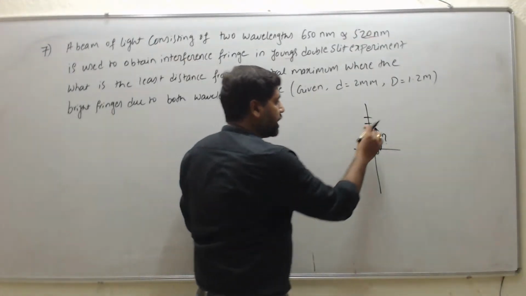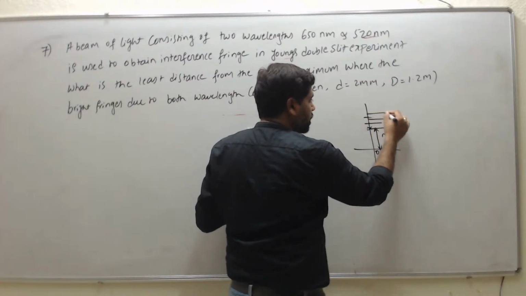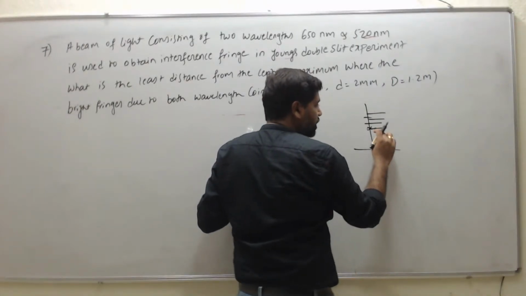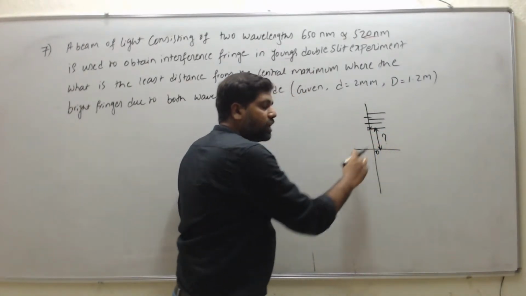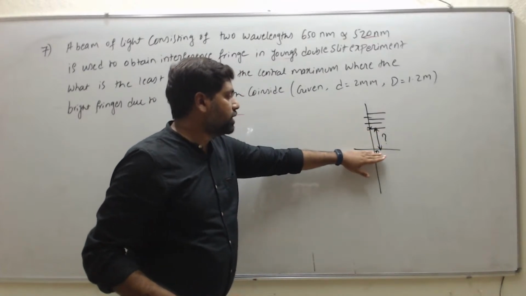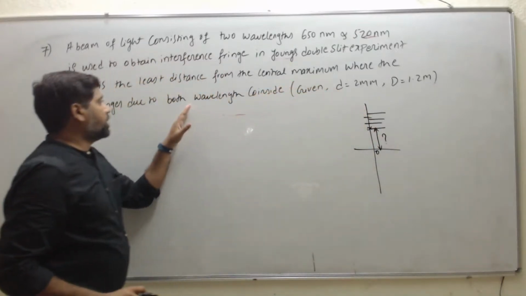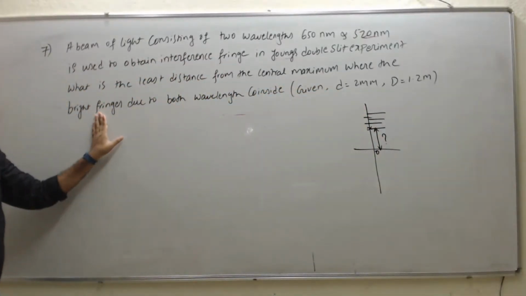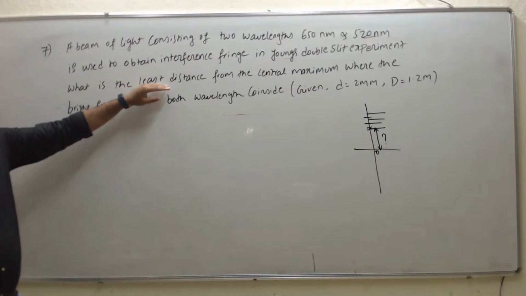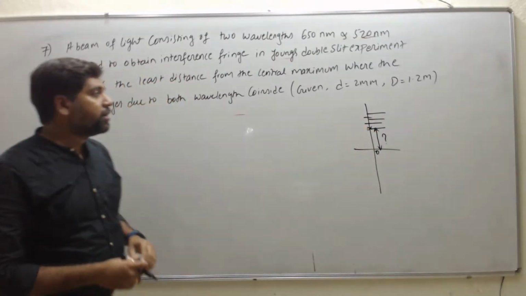distance. Here is the bright fringe, again dark, bright, dark. So in this we need to find the least distance, that is which bright fringe is nearer to the central maximum. For that distance we need to calculate bright fringes, that is the least distance. We need to find which one is the least distance, right?